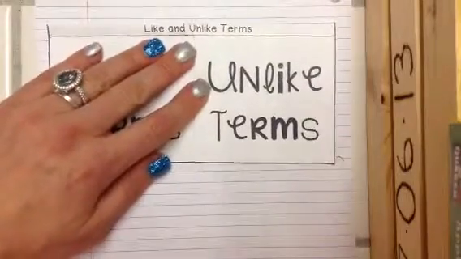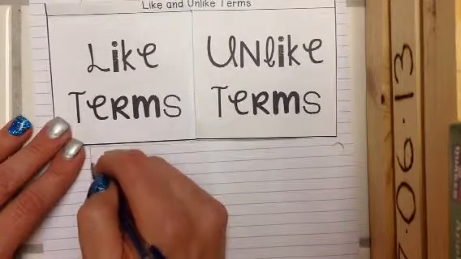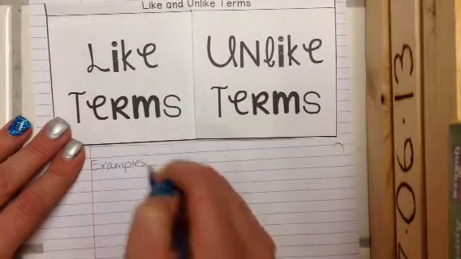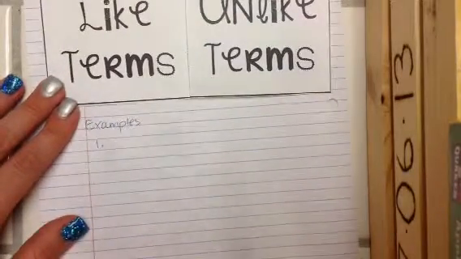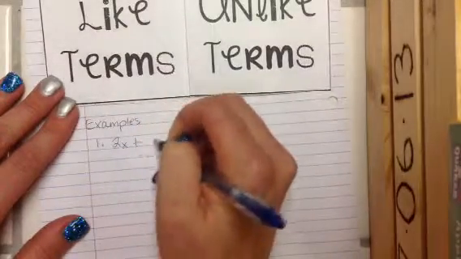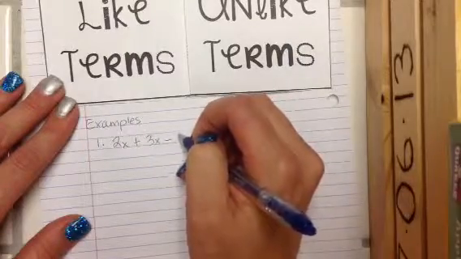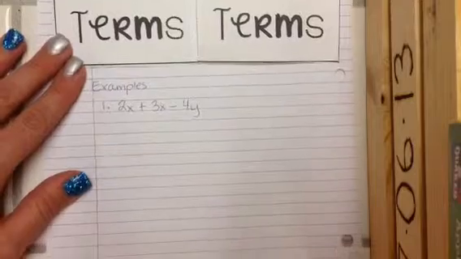So below your foldable, which you should have glued now to the top, you will have examples. So for number 1, I want you to try to simplify this expression: 2x plus 3x minus 4y. Pause the video here and try it yourself.